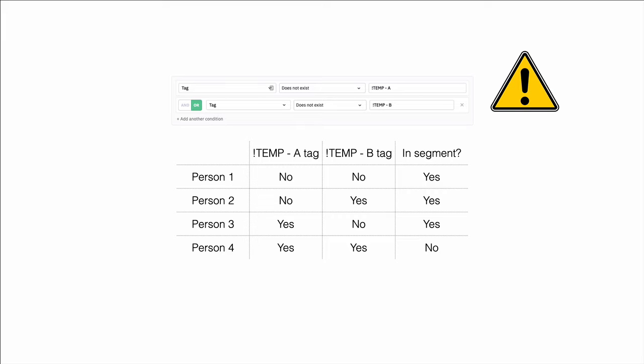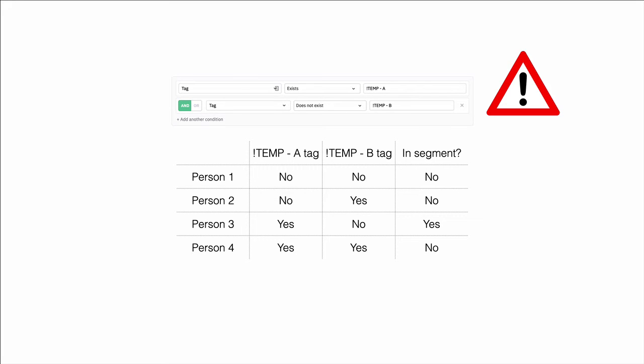Person 1 doesn't have temp A tag. Person 1 doesn't have temp A or temp B. Person 2 doesn't have temp A and person 3 doesn't have temp B. So they meet the requirements. A little bit harder to follow that logic than using and.